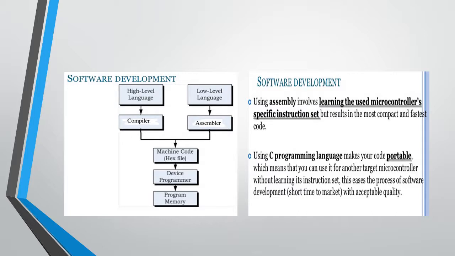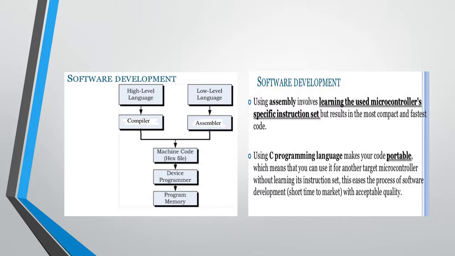In software development, it is divided into two parts, high level language and low level language. In high level language there is a compiler and in low level language there is an assembler. So these both combine and form a machine code, that is hex file, then given device programmer, then to program memory.